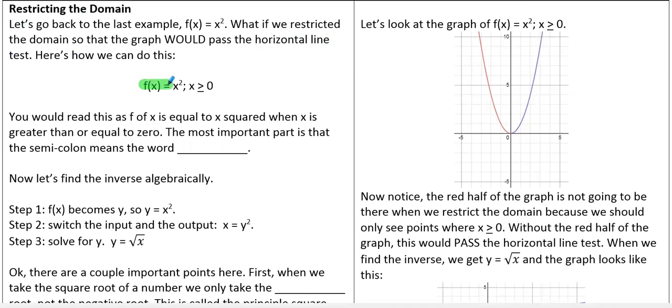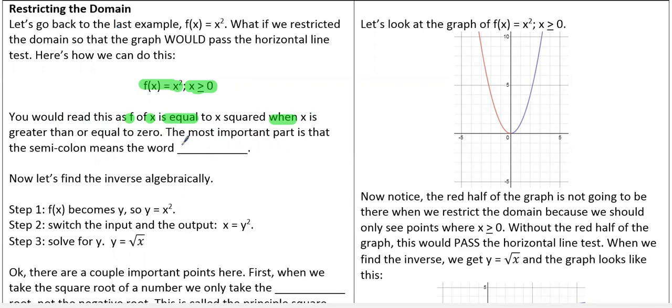Okay, f of x equals x squared. That's the original function we just had. Remember, it makes the parabola. But this semicolon is going to tell us where the domain of this function is going to be graphed, and the domain is when x is greater than or equal to 0. So you would read this as f of x is equal to x squared when x is greater than or equal to 0. The most important part is that the semicolon means the word when.